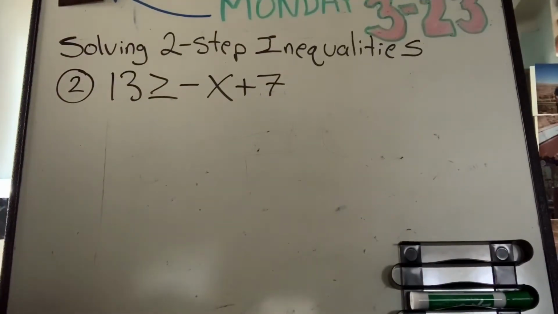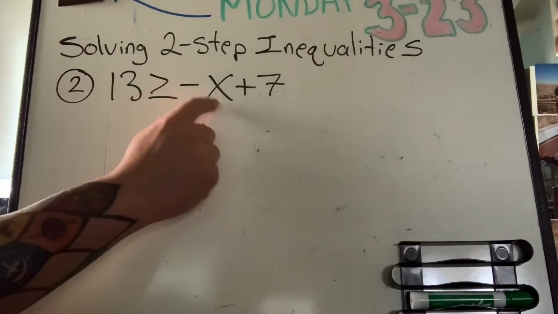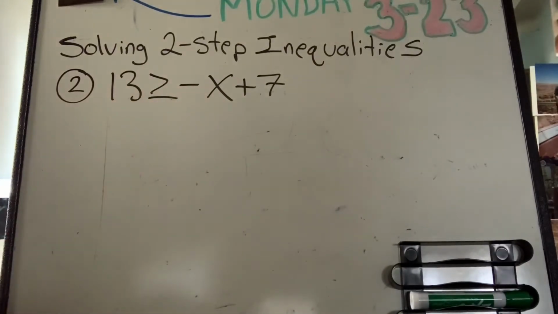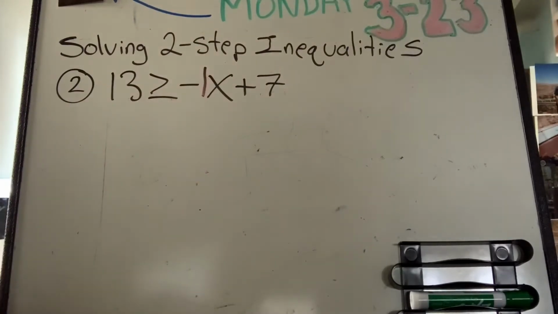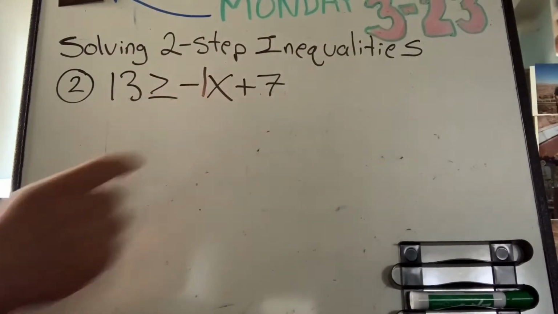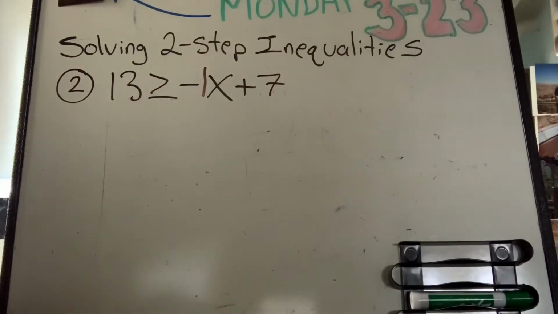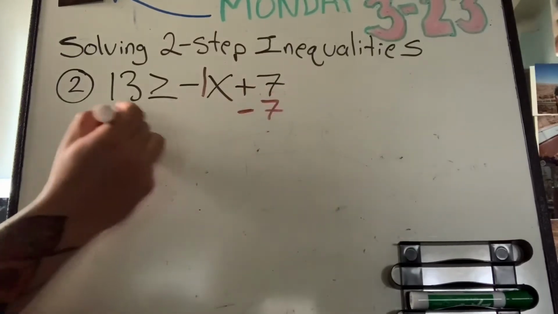All right, let's try number 2 on the same assignment for today. Now, look at this one. You start with the answer. It says negative x. So we're going to rewrite it with a 1. So it's negative 1x. And we'll do the opposite of what it says. So instead of plus 7, we're going to write minus 7 on both sides of the inequality sign.